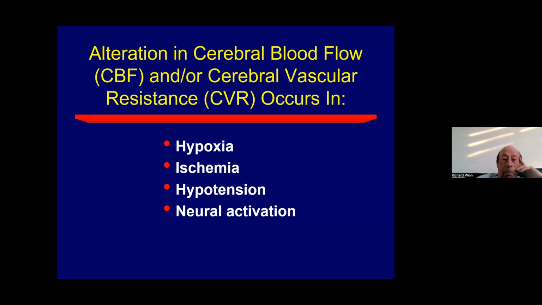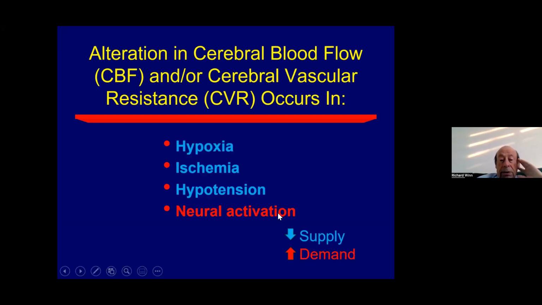But first, let me talk about some general principles in regard to cerebral blood flow regulation. Cerebral blood flow, or its inverse, cerebral vascular resistance, changes in hypoxia, ischemia, hypotension, and neural activation. These can be grouped into whether there's a decrease in supply, which occurs in hypoxia, ischemia, and hypotension, a decreased supply of oxygen, or, like in economics, an increase in demand.